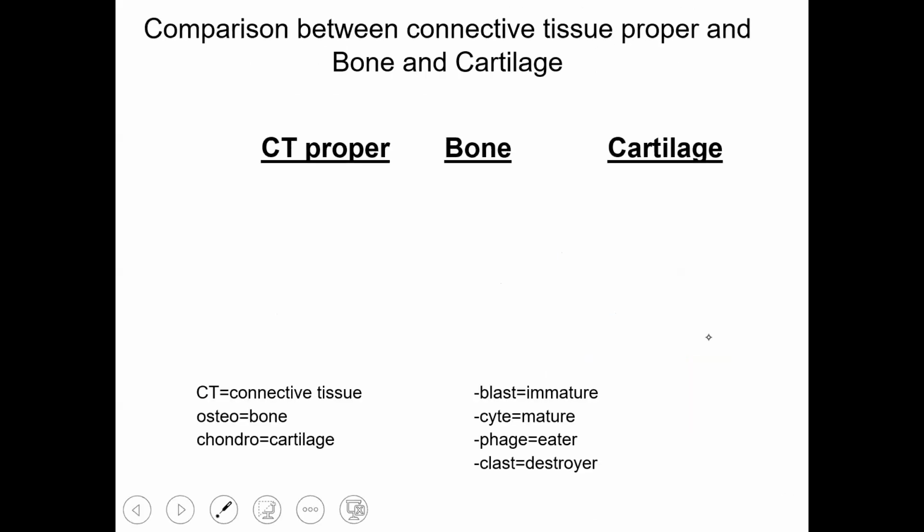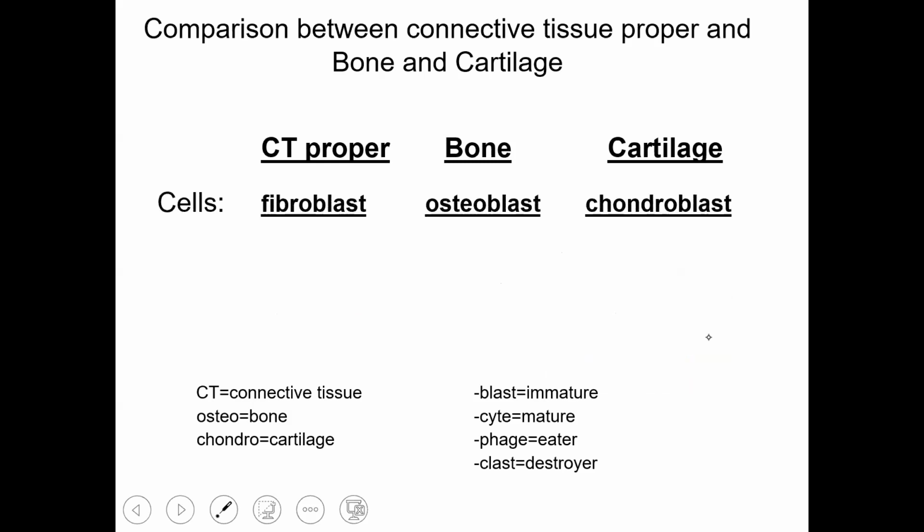There is a lot of difference between the tissues themselves, but there's also a lot of similarities. They are all connective tissues, so we're going to have cells and a bunch of extracellular matrix. The cells that secrete the extracellular matrix for connective tissue proper are called fibroblasts. For bone, those are osteoblasts, and for cartilage, that's chondroblasts. Anytime you see that osteo, that always refers to bone. Chondro always refers to cartilage.